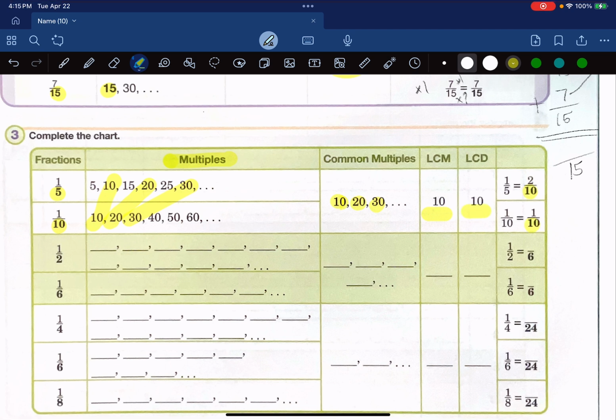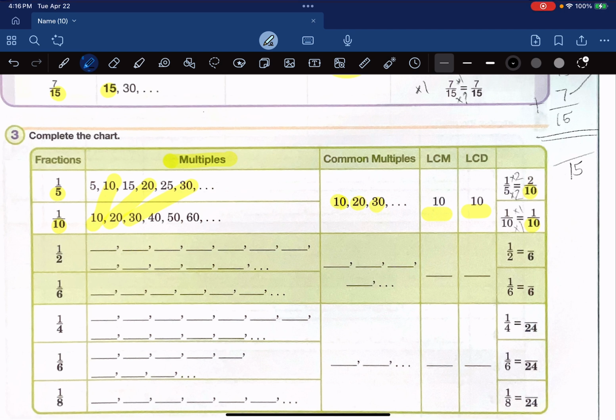All right, so they turned the denominator into 10. Well, we have to figure out what that numerator would be. 5 times what equals 10? 5, 10. I multiply it 2 times. I do the same with the numerator. 10 times 1 is how I get to 10, so I do the same thing up top.